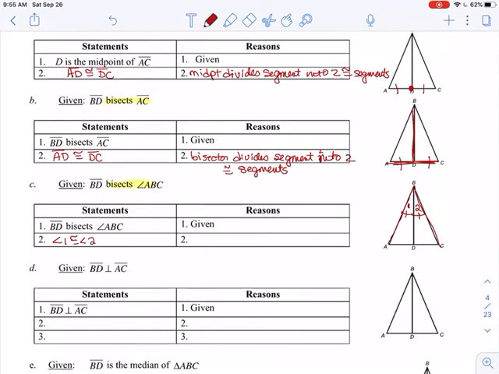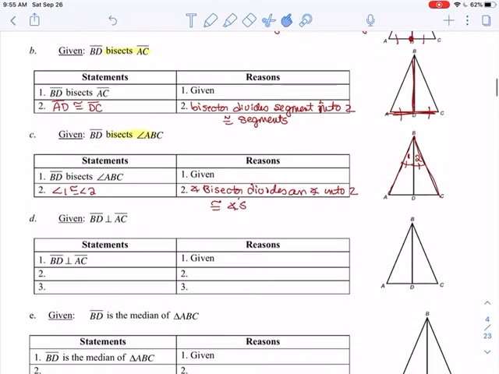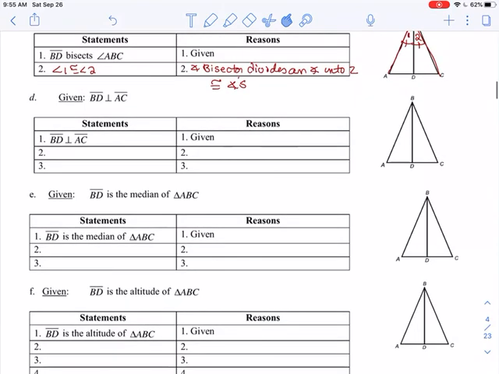Now normally you have to write step 1. It's not going to be written for you, but for all these I just wrote the statement. The first statement is just to write the given down. Angle 1 is congruent to angle 2. Why? Because an angle bisector divides an angle into two congruent angles. I'm using a symbol for congruent, and for angles I use a symbol also.